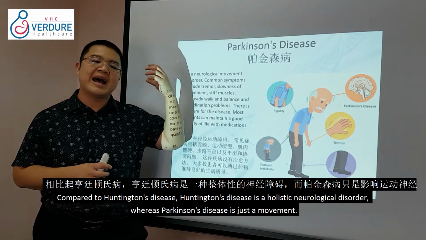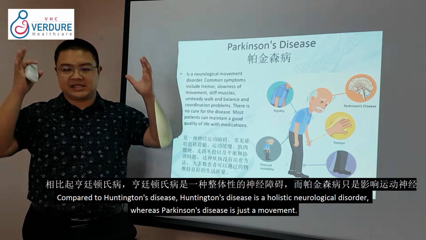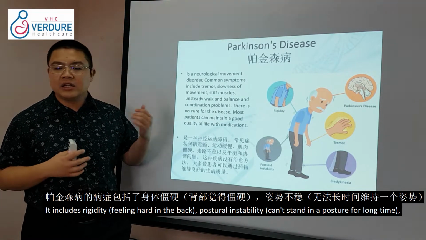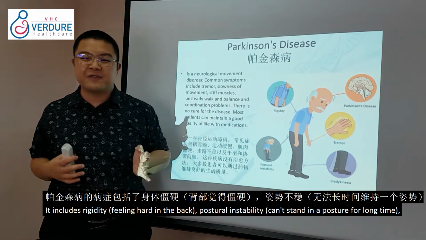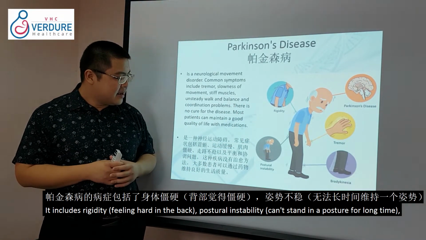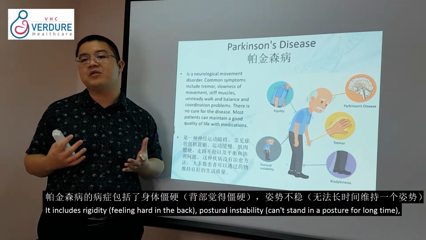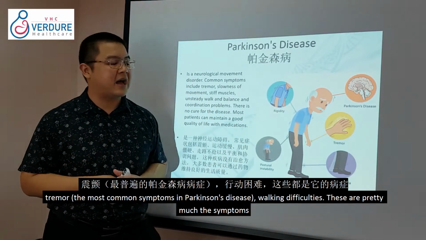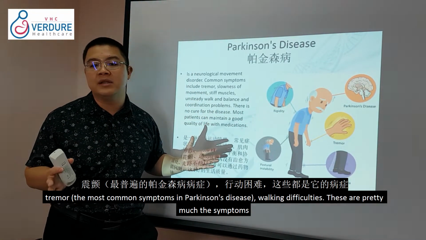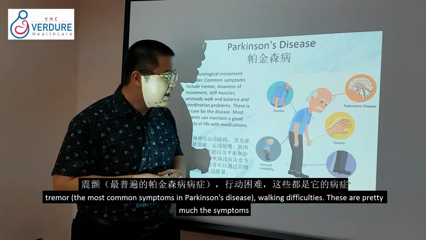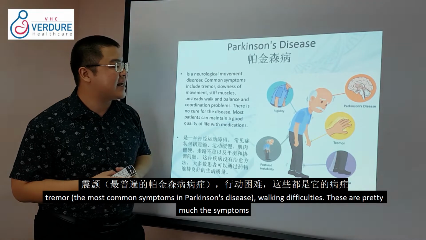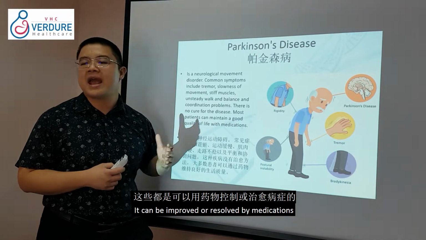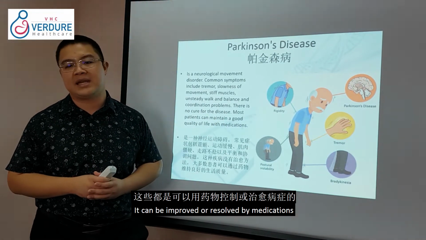Compared to Huntington's disease just now, which is a holistic neurological disorder, this one is just a movement disorder. It includes rigidity, for example the back feels very hard. Postural instability, meaning you can't stand in a posture for a long time. Tremor, which I'm sure you've noticed is the most common symptom of Parkinson's disease. And walking difficulties as well. This is pretty much the symptoms, and it can be improved or even resolved by medication.